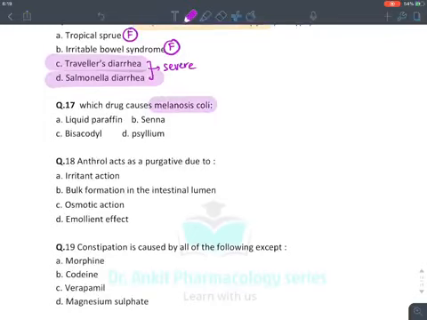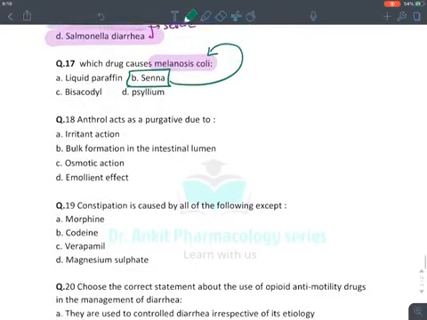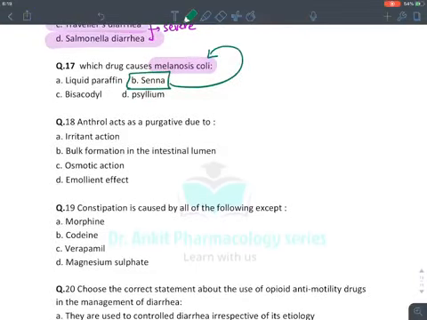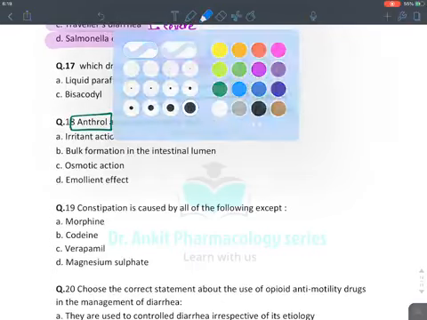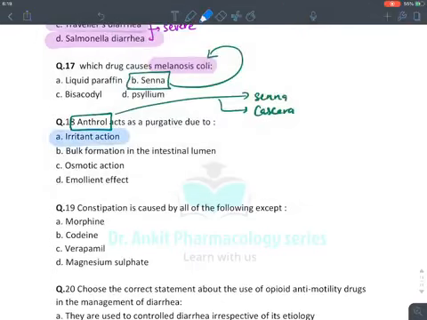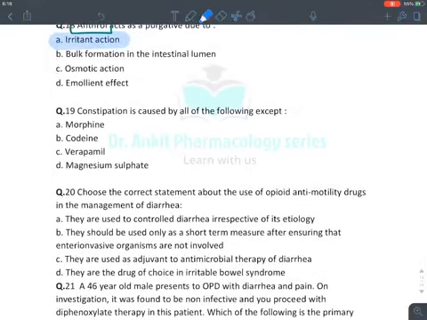Okay. Which drug causes melanosis coli or black discoloration of intestine? The answer is senna. That is why it sometimes becomes very difficult to do colonoscopy in the presence of senna. Now anthraquinones, we have discussed, there were two, senna and cascara, and they were stimulant laxatives or irritant laxatives. The answer is irritant laxatives.